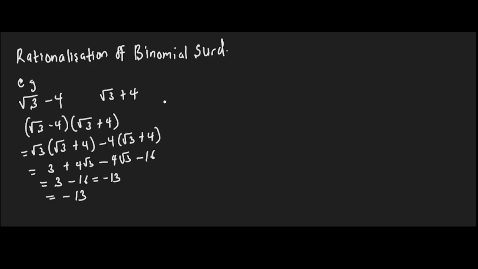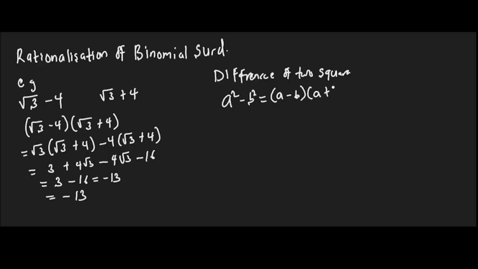Also, an alternative way to do this is when we are dealing with a binomial surd. To rationalize the binomial surd, we can apply the idea of difference of two squares. This is what I mean by difference of two squares: a squared minus b squared is going to be (a minus b)(a plus b).